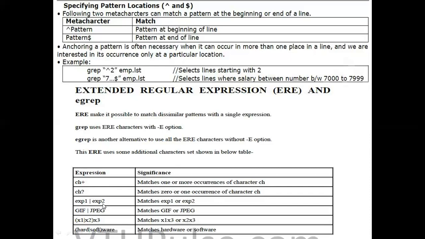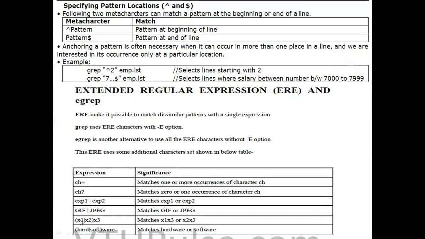Expression 1, expression 2: this matches either expression 1 or expression 2. It won't match both; it will match only one of them. That's why it is OR. Similarly, it will match either GIF or JPEG. Here you are using a combination. It will match X1, X3 or X1, X2, X3.